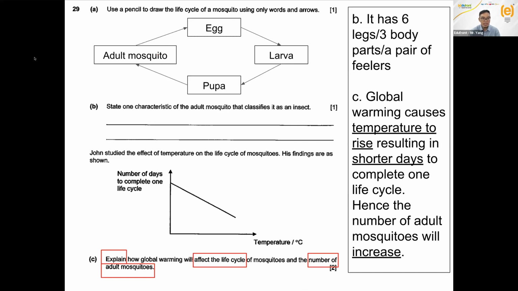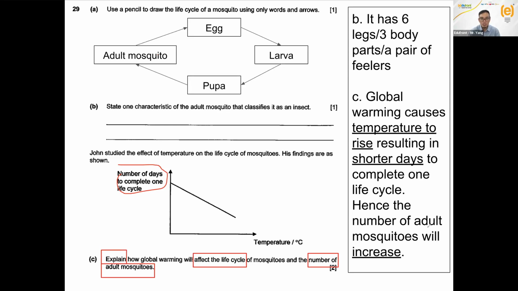Looking at the graph, you can see here. Global warming causes the temperature of the earth to rise. When this happens, it takes a shorter time, or fewer days, to complete one life cycle of mosquito. Hence, the number of adult mosquito will increase. So the higher the temperature, there will be more mosquito.